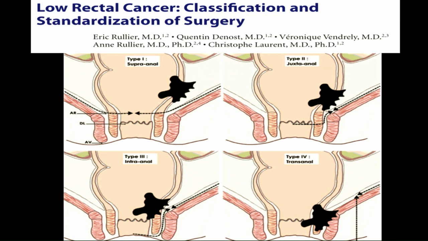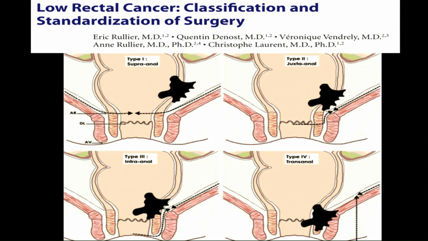Professor Eric Ruillier from Bordeaux, France, published in DCR 2013 about classification of low rectal cancer, those lesions less than 6 centimeters from the anal bulge, in order to give us a clear-cut indications of ISR. So they classified low rectal lesions into four. One is the type 1, supraanal, more than one centimeter from the anal rectal ring or your puborectalis. Type 2 is juxtaanal, less than 1 centimeter from your puborectalis or anal rectal ring. Type 3 is intraanal, and type 4 is transanal.